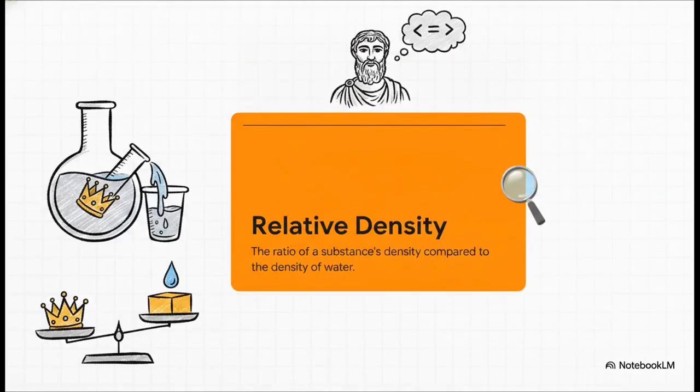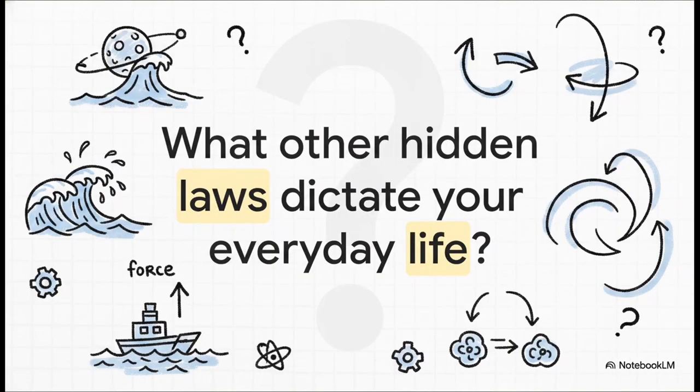Now, to make the math easier across different materials, we use something called relative density. This is simply the ratio of a substance's density compared cleanly to the density of water. And because it's a ratio, it has no units. This precise understanding of density is exactly how Archimedes ultimately tested the purity of the king's gold crown, without having to melt it down to check the inside. He just compared its displaced water to that of pure gold. Brilliant. And that wraps up our explainer on the masterclass of gravitation.